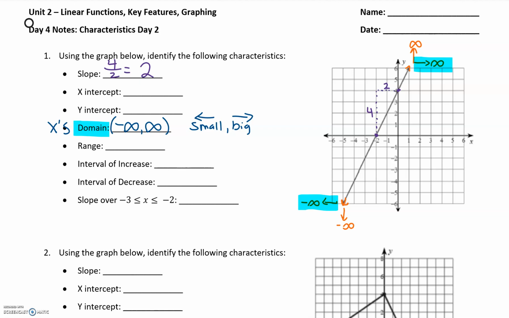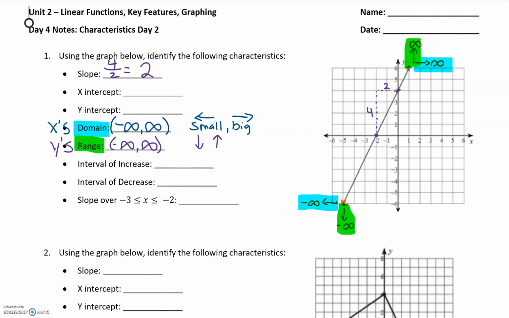The other part here is the range. Remember, these are our y's. So our range needs to be y's. Again, it's going to be the smallest to biggest. This time the smaller y's are down and the bigger y's are up. So that means look at my arrow down that we have. We got an arrow down here, and then we have an arrow up here, and we see that it's going from negative infinity to positive infinity.